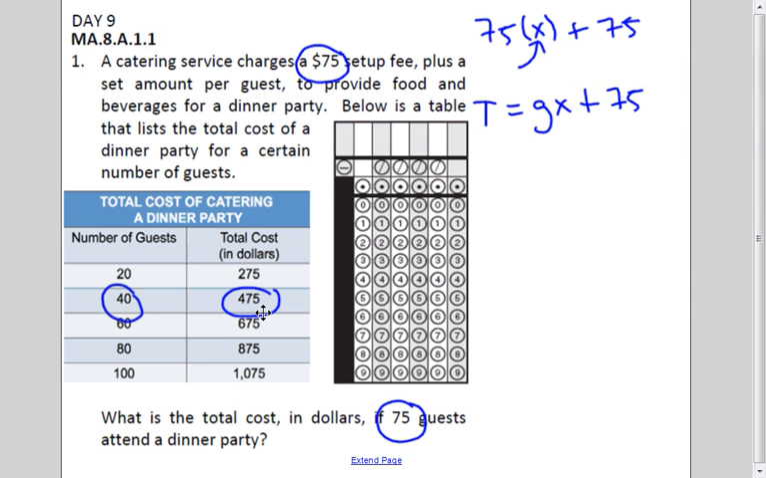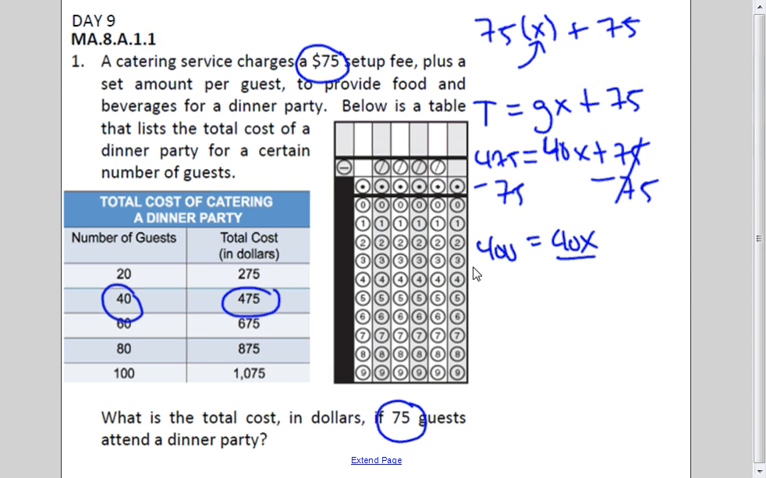If we take the two numbers that we chose randomly, $475 would be the total, which is equal to the number of guests, which is 40, times X, plus 75. To solve this equation, subtract 75 from both sides, because it's the farthest from the term that we're looking for. It's canceled. So now you have 400 is equal to 40x. Divide both sides by 40. These will cancel, and now I have that 10 is equal to x.